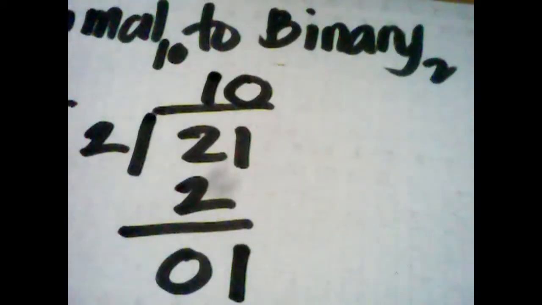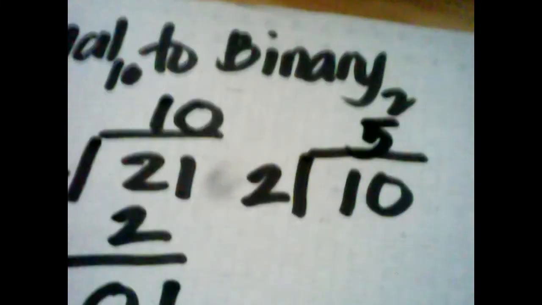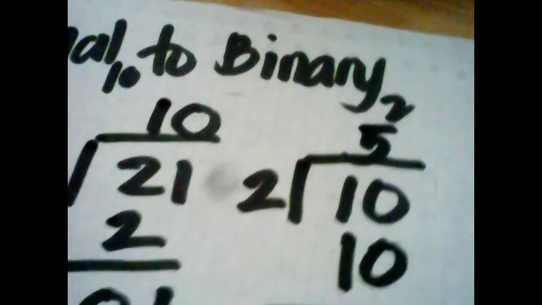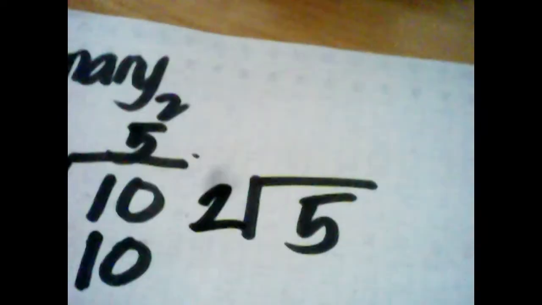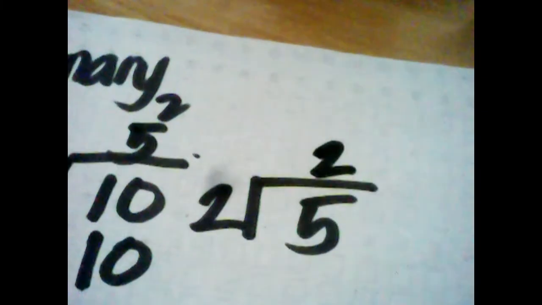Okay, next, we are going to divide the next quotient, which is 10. We are going to divide it by 2 once again. So 10 divided by 2, we have 5, and then we have a product of 10, a difference which is 0, remainder which is 0. So we're going to divide again 5. Our quotient 5 will be divided again by 2. So 5 divided by 2, we have 2, and then a product of 4, and then a difference of 1.